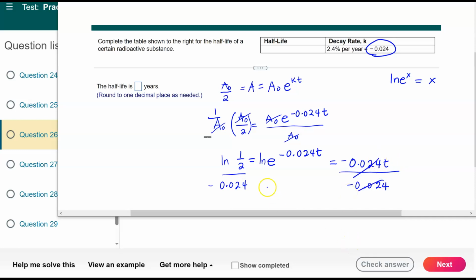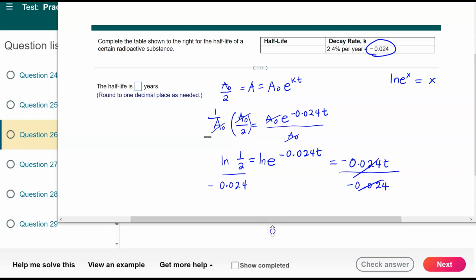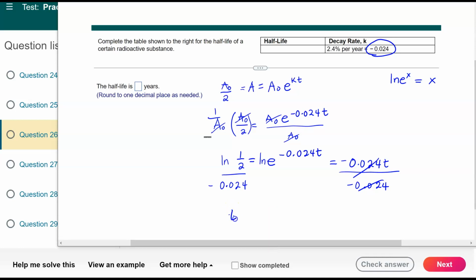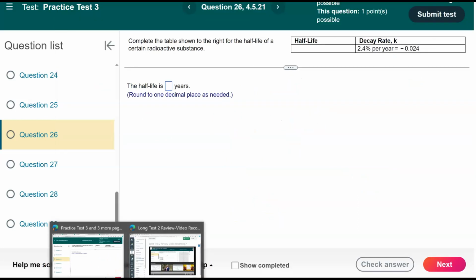So therefore the exact value for t is equal to ln of 1/2 divided by negative 0.024. That's also equal to negative ln of 2 over negative 0.024. That's the exact value. And that is what you would input to your calculator and round it off to 1 decimal place. Okay, so this is how you would do it.